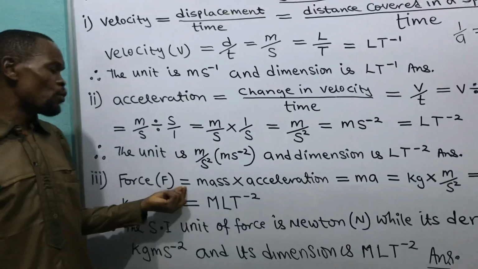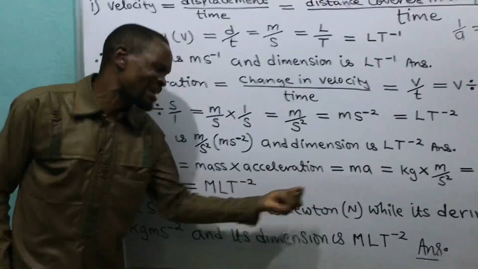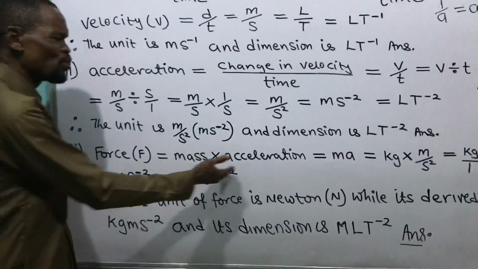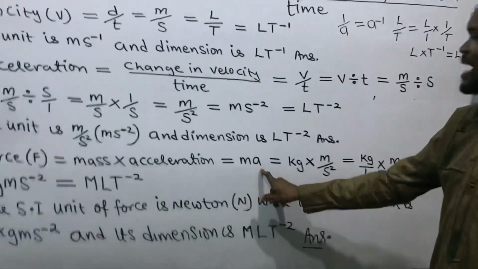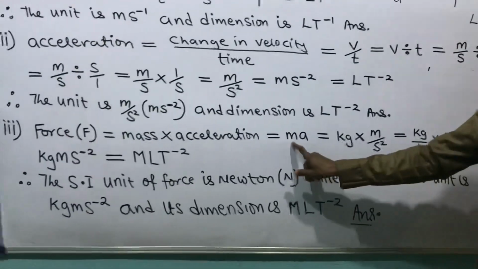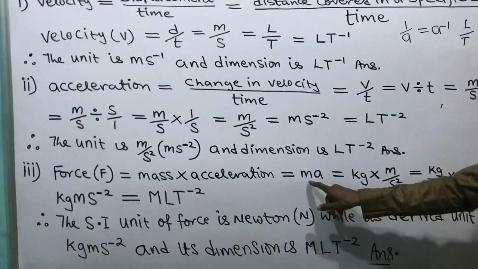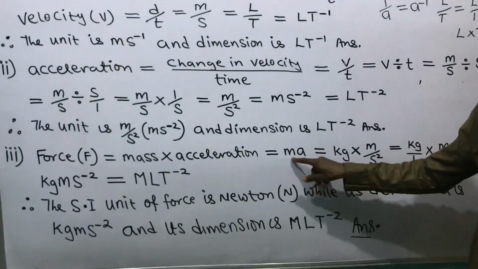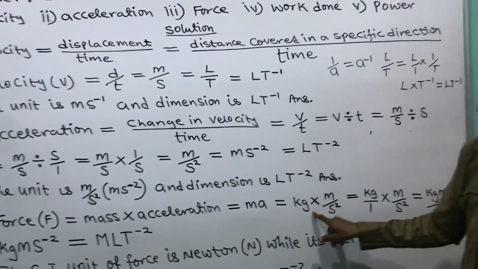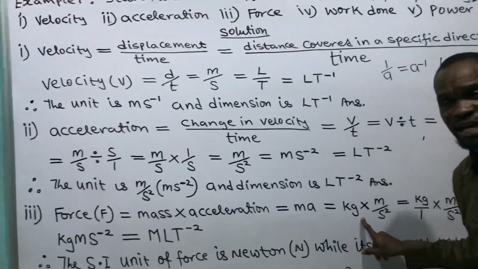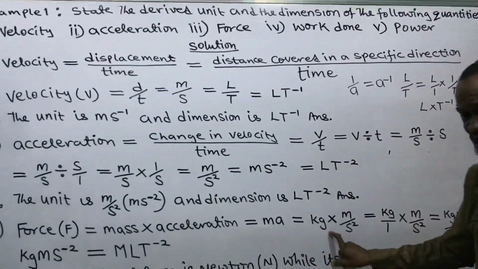We say force, which is represented as F, is equal to mass times acceleration. And this will give me M times acceleration, which is mass times acceleration. And what's the unit of mass? M is what you use to represent mass. And the unit of mass is kilogram. That's the unit of mass. That fundamental unit of mass is kilogram. Can you see here?